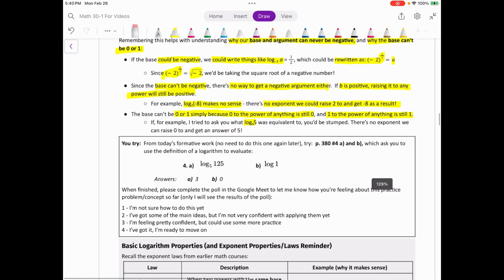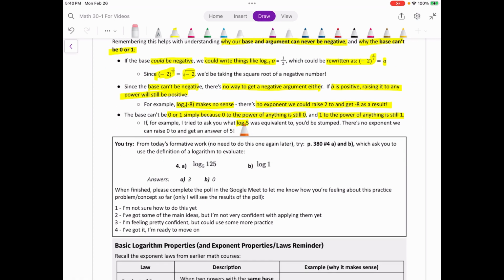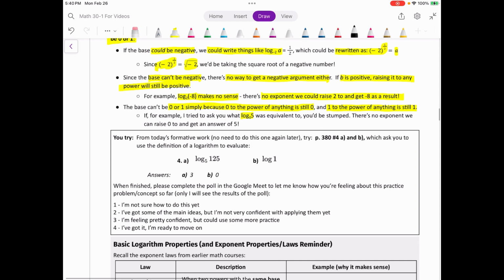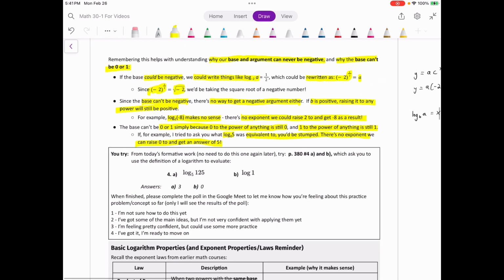1 to the power of anything would be 1. And so we can't say that the base is 0 or 1, because it just doesn't work, right? 0 to the power of anything is just going to be 0. It can never be 5, for example. Okay? So that is why we have those quote-unquote rules.